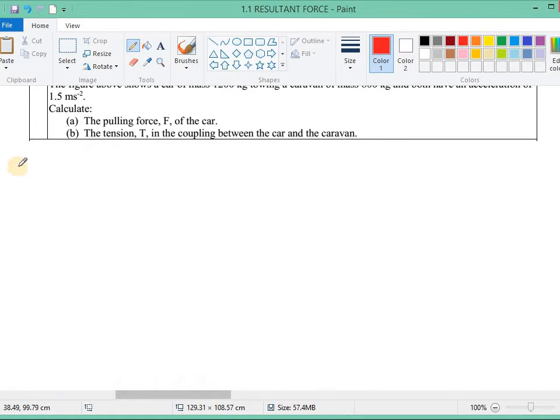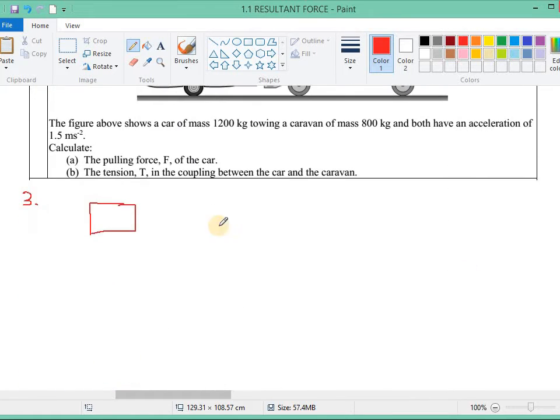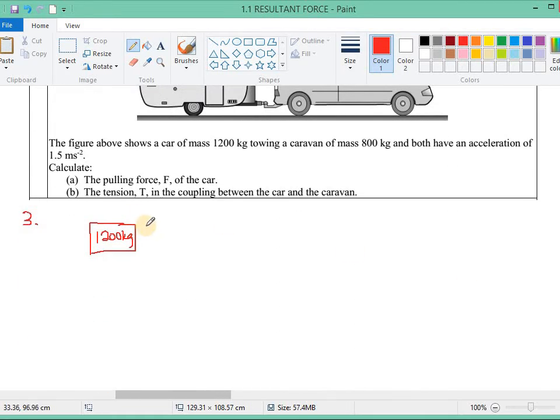Let's say this is the car. The mass of the car is 1,200, and the acceleration is 2 meters per second squared. The friction is 750 newton. We want to calculate the engine thrust. The engine thrust is a force, the total force that is produced by the car.